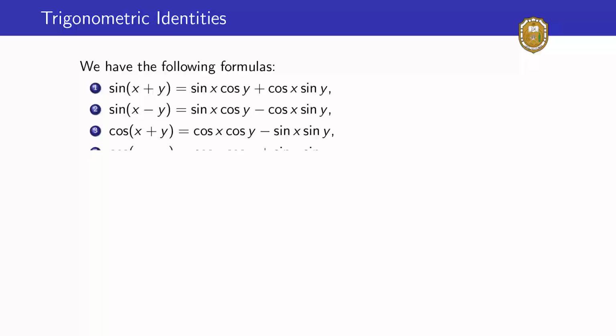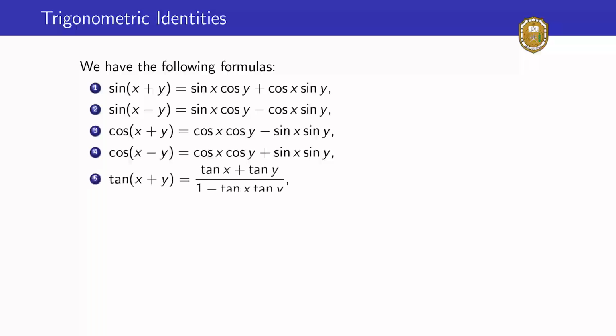Formula number 4 is the subtraction formula for cosine. So it says cos(x - y) can be written as cos x cos y + sin x sin y. Formula number 5 is called the addition formula for tan. So we have tan(x + y) is (tan x + tan y) divided by (1 - tan x tan y). Formula 6 is the subtraction formula for tan. So we have tan(x - y) is (tan x - tan y) divided by (1 + tan x tan y).